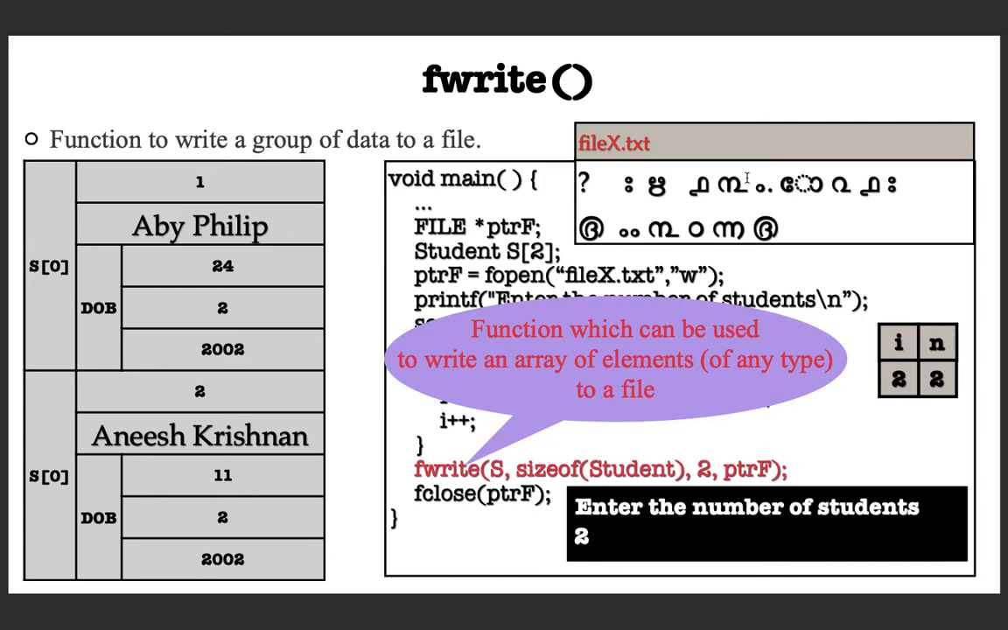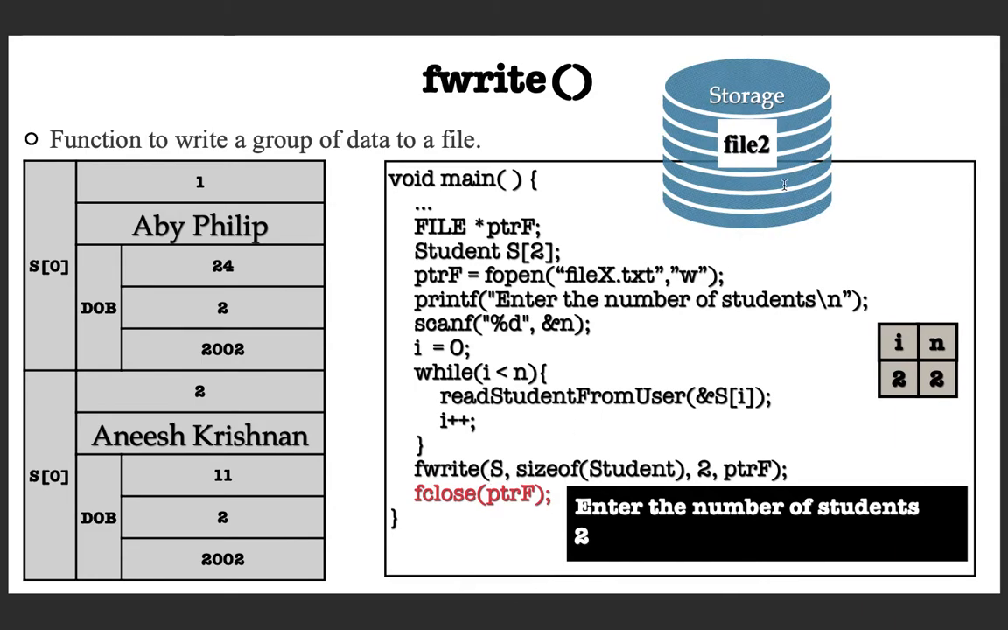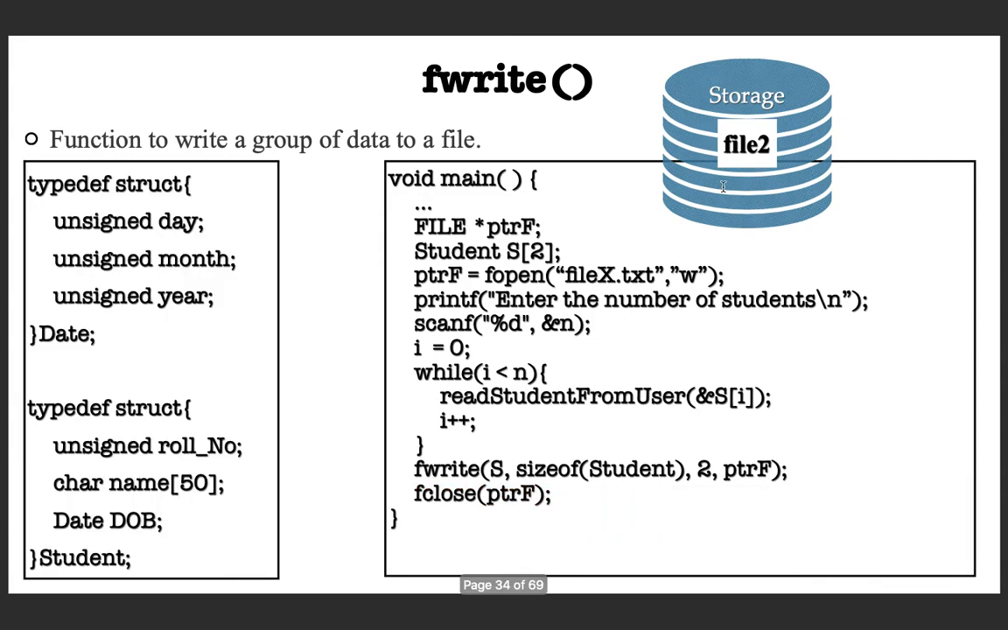So now you can just write the entire array using a single statement, and that is the power of this function. And now coming to the last statement, which is fclose. If you close it, you are closing the file and it is residing in the memory. It should be file x, sorry for the typo. And so that is the example program.